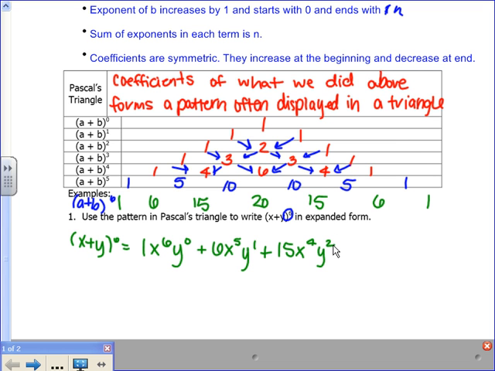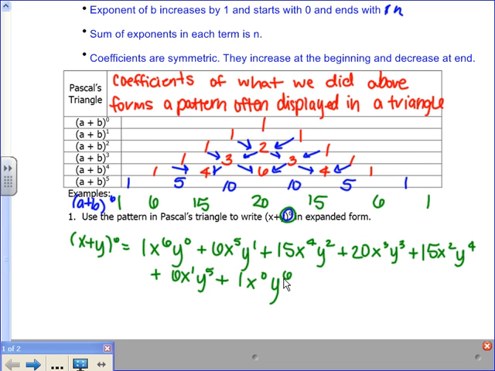Remember, these two numbers always add up to whatever your n is. In this case, it is a 6, remember. Plus 20 x to the third y to the third plus 15 x squared y to the fourth. Always double check on what you're counting down by and what you're counting up by, remember. Plus 6x to the first y to the fifth. And the last one, 1x to the 0 y to the sixth.